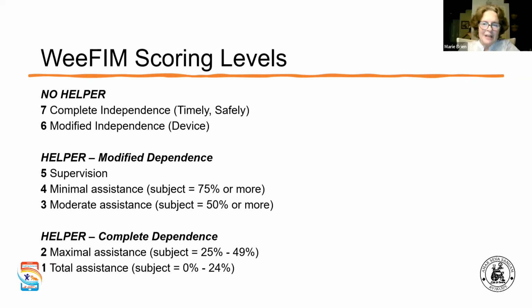The WeFIM is scored according to the independence, the need for assistance, and helpers. So this is the outcome measure that we have within the app that looks at parent feedback on how their child is functionally independent. And we modify the environment to try to facilitate that independence.